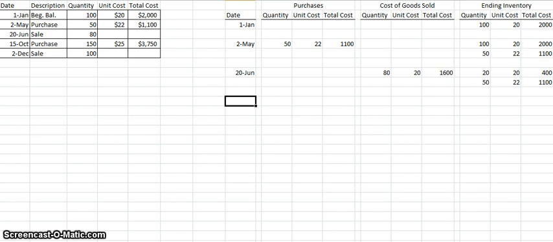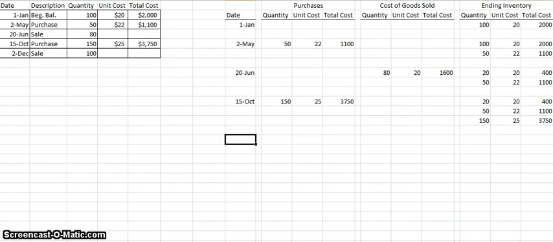All right? On October the 15th, we had a purchase. So we bought 150 units at $25 a piece for $37.50 total. Let's update the inventory. We still have the 20 units at $20 a piece for a total of $400. We still have the 50 units at $22 a piece for $1,100 total. And now we have those 150 units at $25 a piece for a total of $37.50.